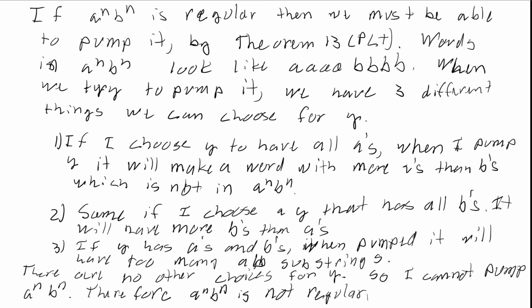So there's a proof, and again, you can write it out in lots of different ways. There's no correct answer, but a couple key points is, one, there's nothing else I can choose for y. It's either going to be one of these three things. So I eliminated all the choices for y. I proved no matter what I choose for y, I can't pump it. Since I can't pump it, it's not regular.